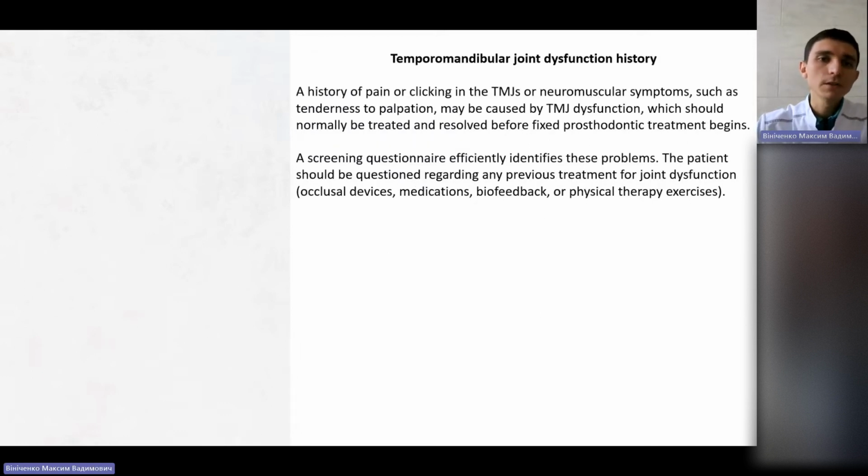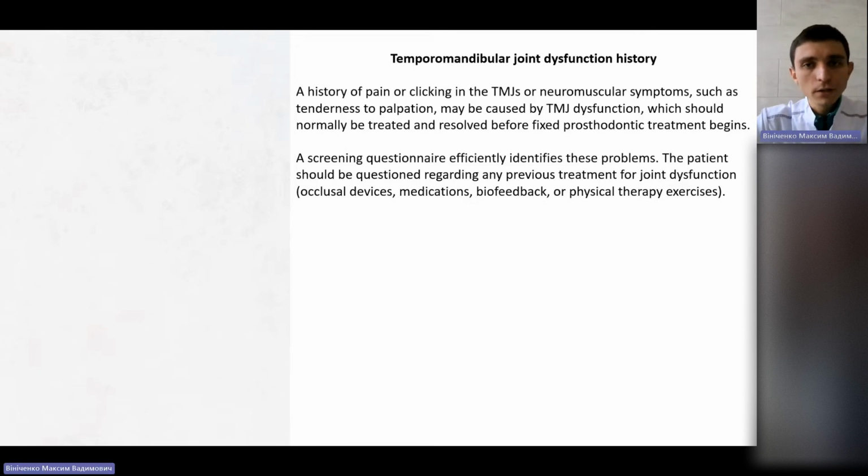Temporomandibular joint, TMJ, dysfunction history. A history of pain or clicking in the TMJs or neuromuscular symptoms such as tenderness to palpation may be caused by TMJ dysfunction. And nowadays, among our patients in Ukraine, there is a huge percentage that have that problem with the TMJ. They have TMJ dysfunction.